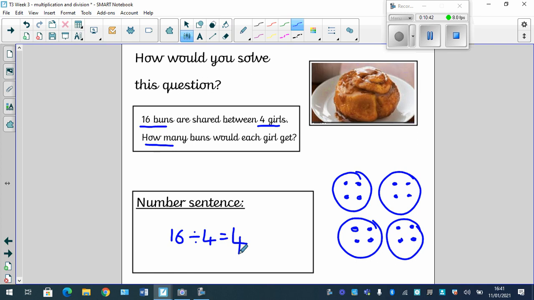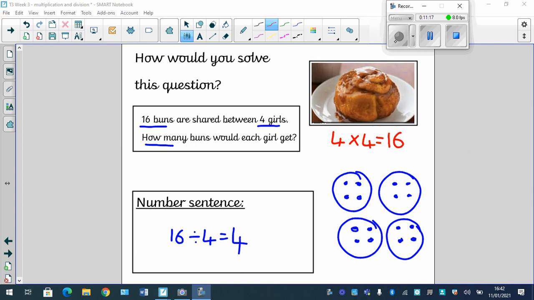Okay? The quickest method to solve that would be to think about what do I multiply by 4 to get 16. So I need to know my 4 times table. 4 times 4 equals 16. But we do have lots of methods to help us solve our division questions. How did you get on though? Could you divide 16 into 4 equal groups? Did you have an equal amount in each group? And if you did, you're doing a great job, so well done.